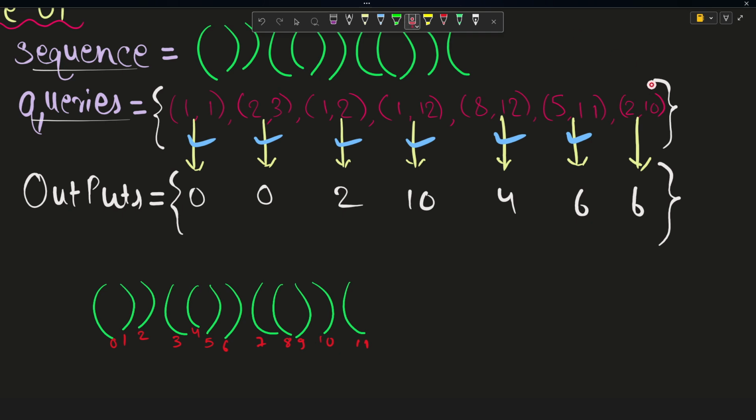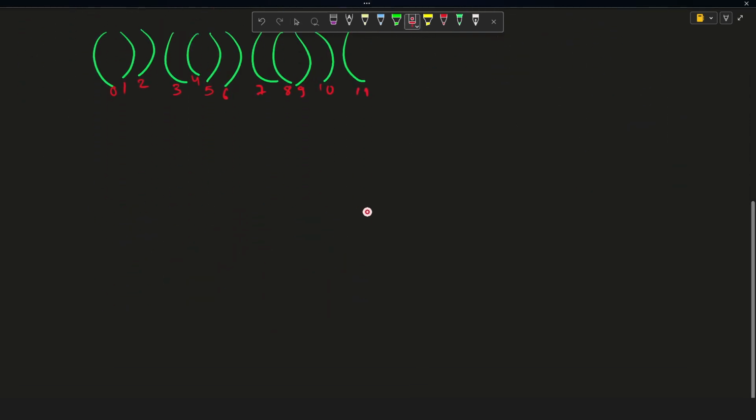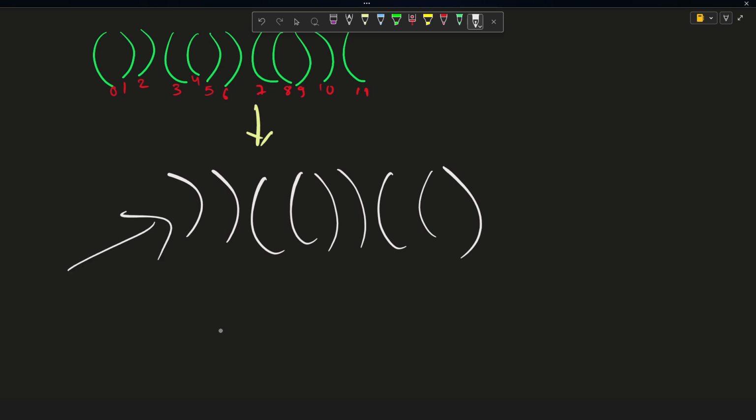Let us now perform the last query. So the last query is from 2 to 10, that is from 1st to the 9th index, right? That is from 1st to 9th, that is in this part. So if I try to draw this part separately here, then it would look something like this, right? So let us start matching the brackets now. So this is a closing bracket initially, and it will not get any opening bracket on its left. Similarly, this is also a closing bracket, so this will also not get any opening bracket on its left.